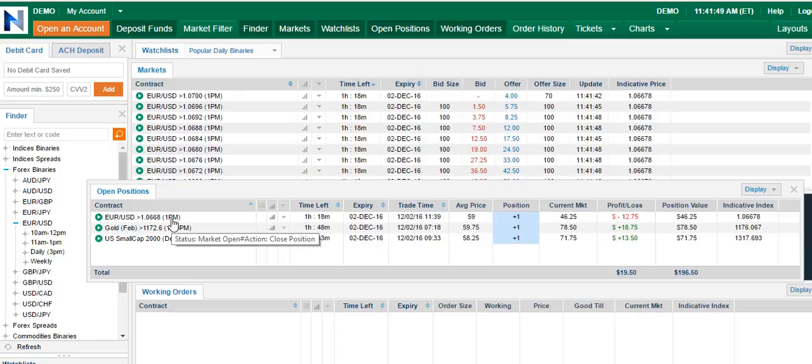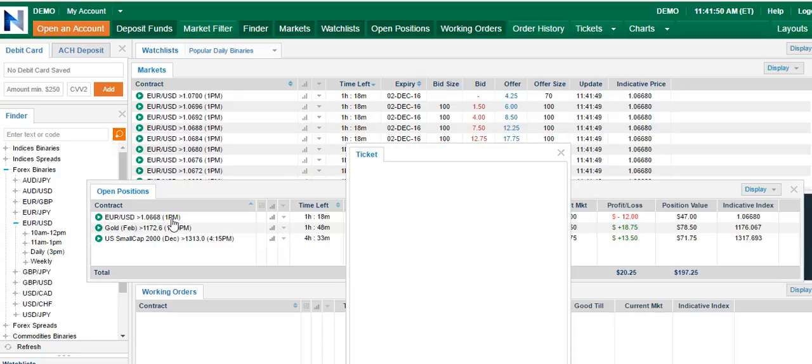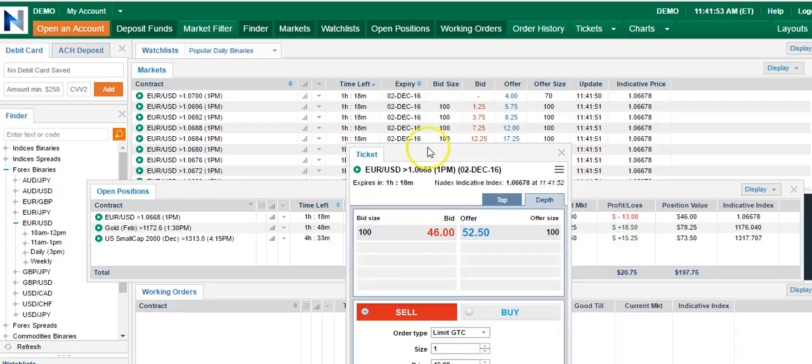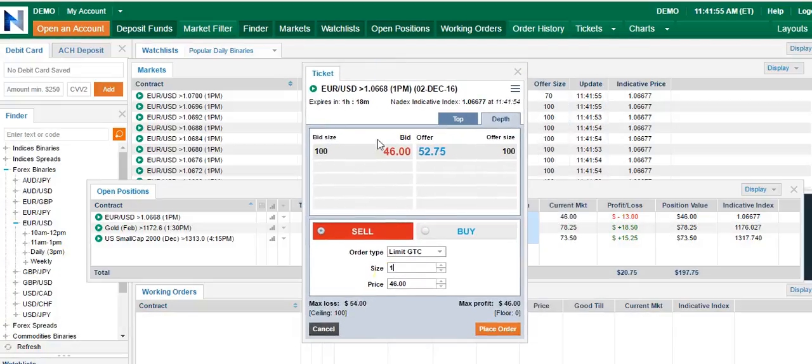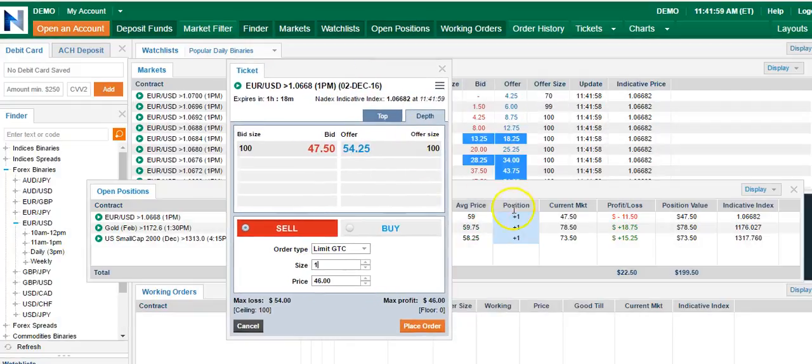So say I want to exit the position on this one, on the Euro US dollar. I just click on it. The ticket will pop up automatically in the opposite direction that I was. Again, I bought the trade. It's going to automatically have the sell position, and it's automatically going to have the price of where it was when I clicked on that button. Again, all I would have to do is place order.